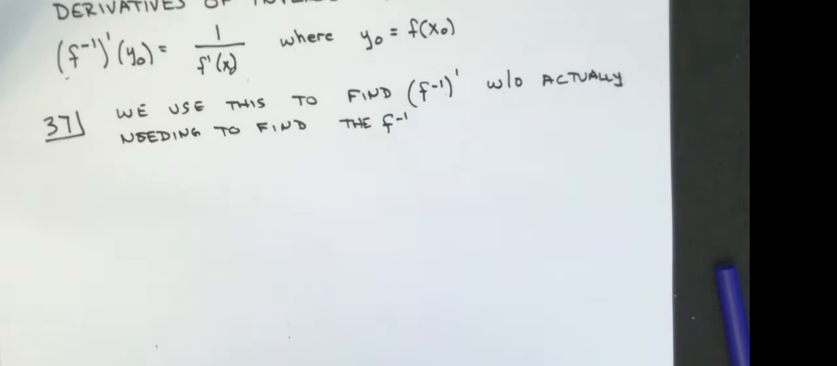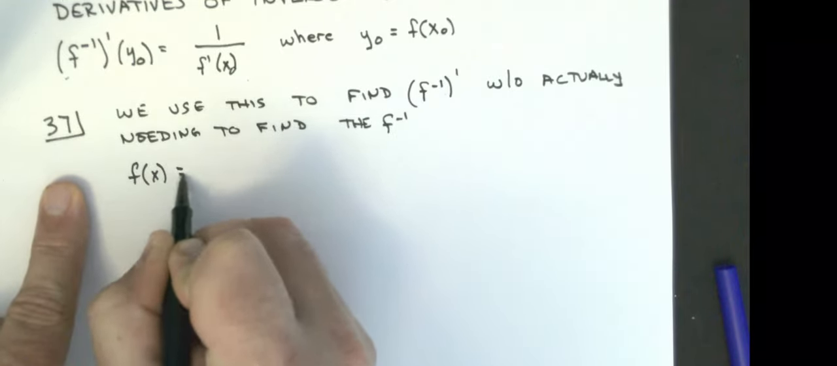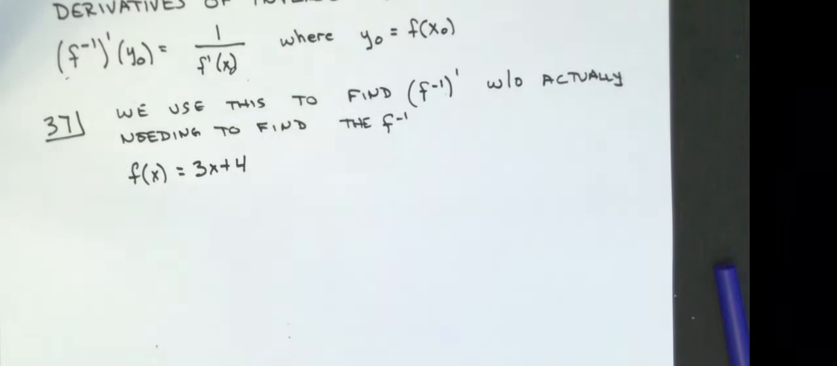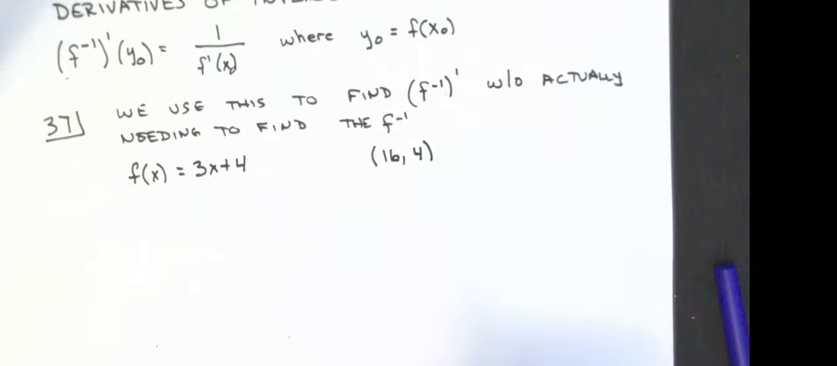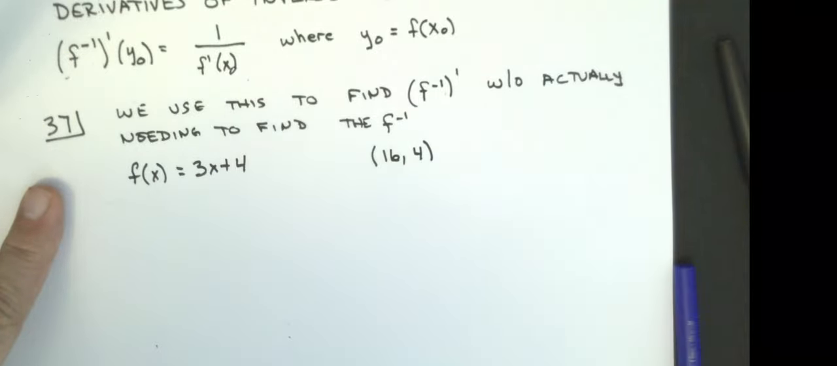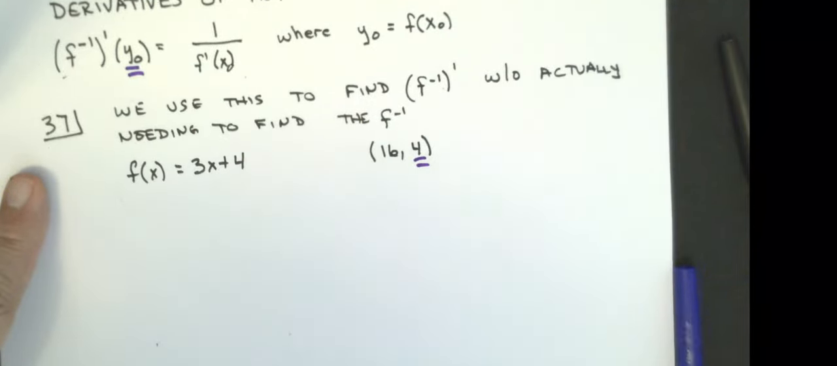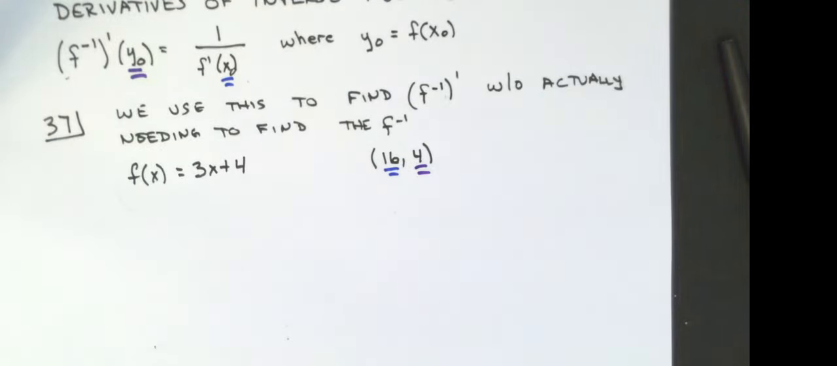I'm going to do 37. So they say f of x is equal to 3x plus 4. And it says, find the derivative of the inverse of the following function at the specified point. And the point is 16, 4. Okay? So, I'm going to tell you that the 4 is going to go there. The 16 is going to go there.